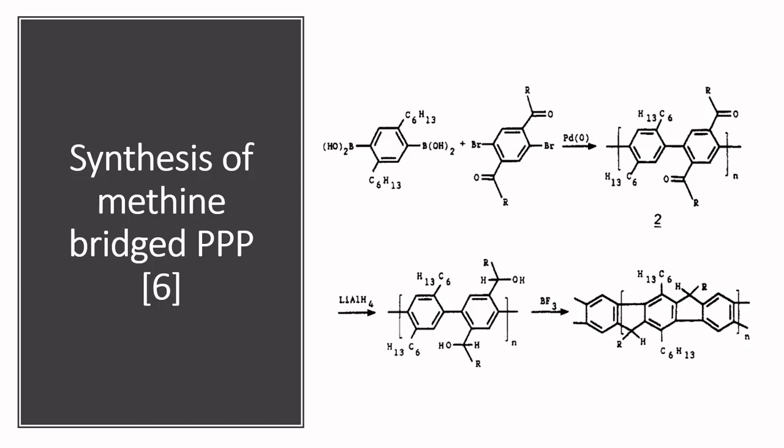We can then reduce the ketones on the bridging groups with lithium aluminium hydride, which then is able to form the bridges with other rings with a hydrolysis reaction, where the OH group on the bridging methine group is removed alongside the hydrogen of the opposing ring.